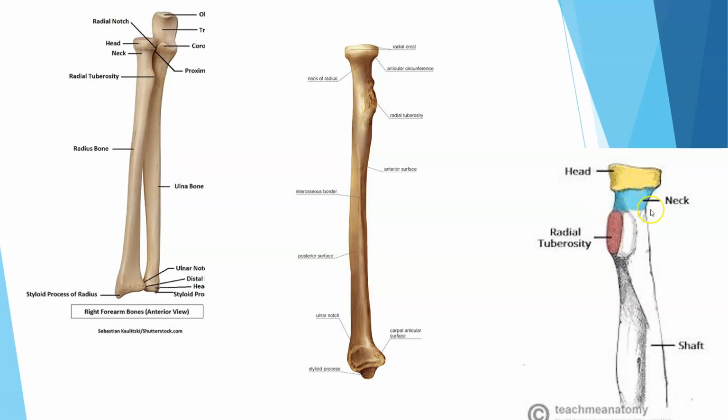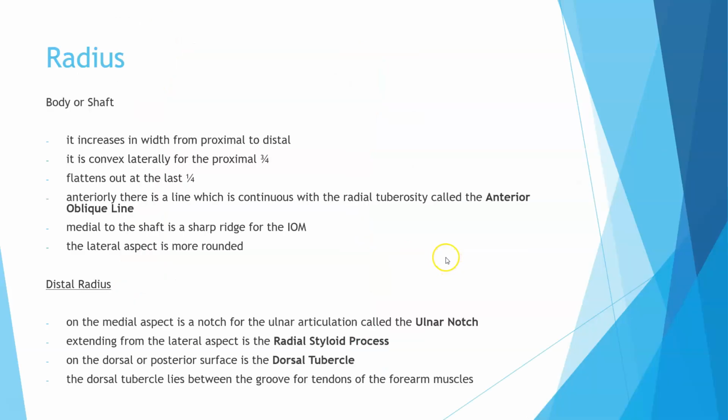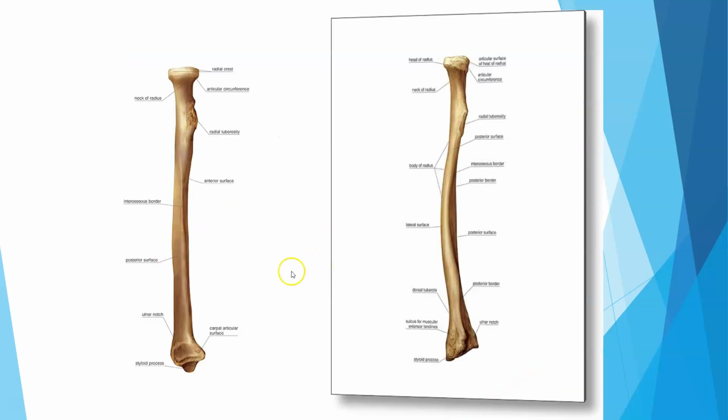And in the drawing here, you can see they've colorized it with the head in yellow, the neck in blue, and the radial tuberosity in red. And again, this is the attachment for biceps brachii. The body, or diaphysis, or the shaft, if we go from proximal to distal, does increase in width. In other words, it gets larger as it travels distally. It is convex laterally for the proximal three-quarters, and then flattens out for the last quarter. So we can see that there is a convexity laterally here.